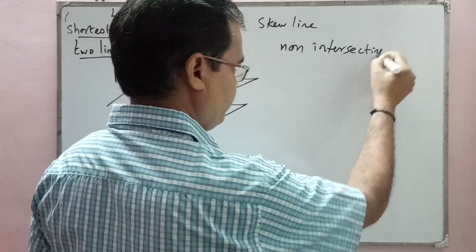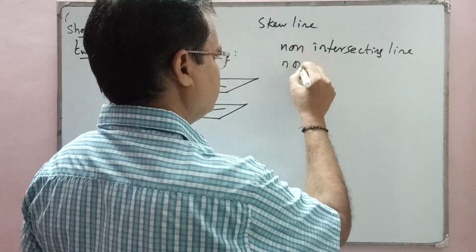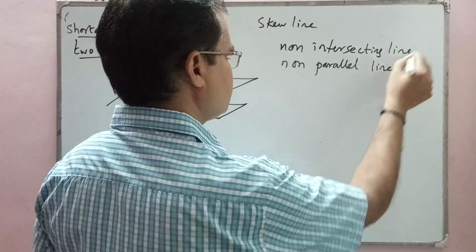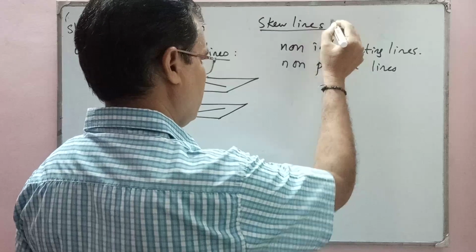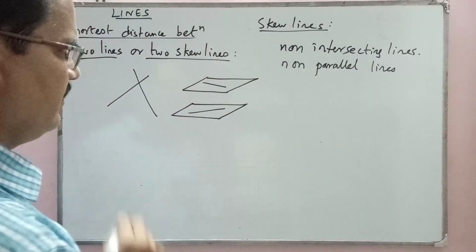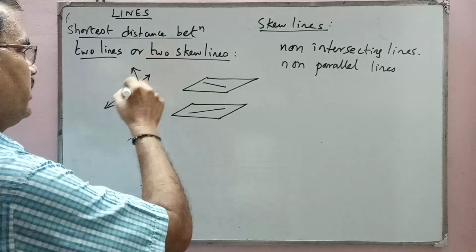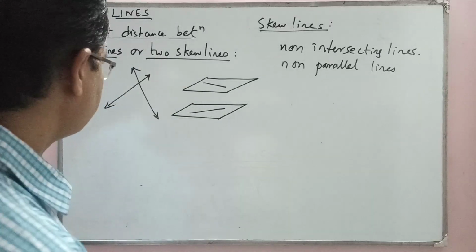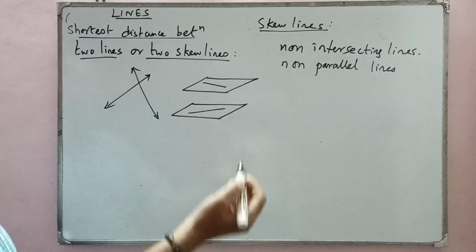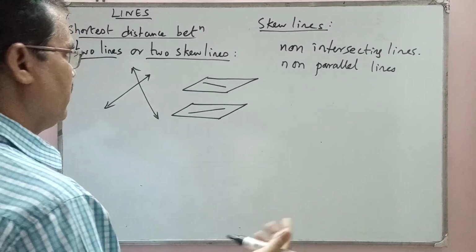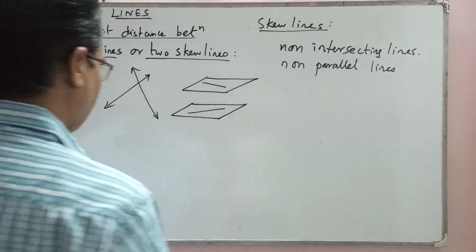Non-intersecting lines, non-parallel. These lines are called skew lines. This is a general line. When two lines are there, we are going to learn how to find the shortest distance between these two lines. What is the other part? When these are non-parallel lines, we are going to learn. Next part is parallel lines. We are going to learn the shortest distance formula. We are going to write.